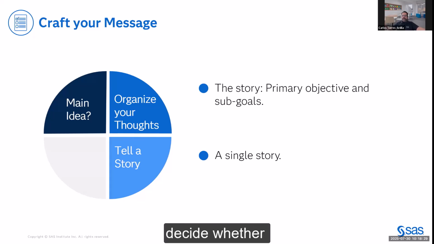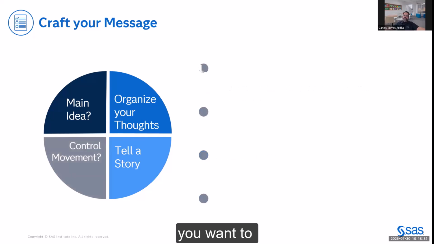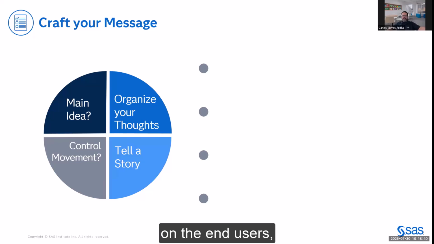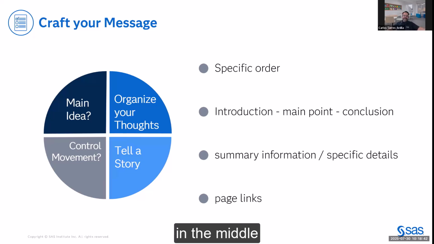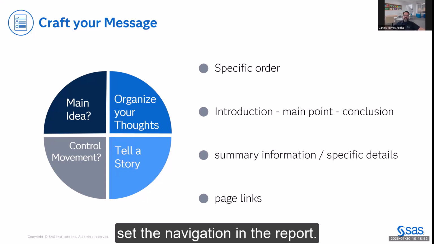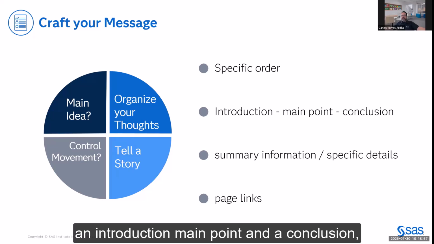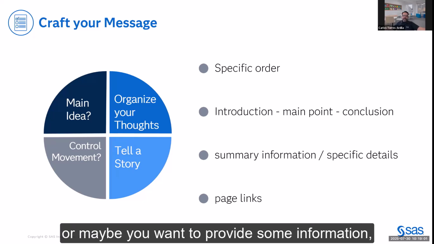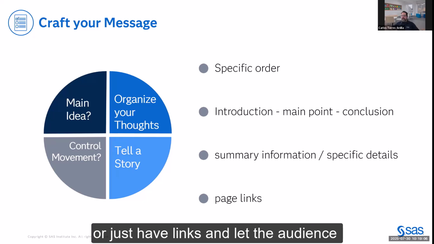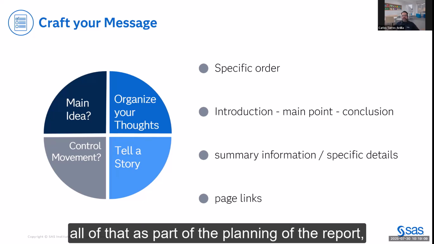And finally, decide whether you want to control the movement or you want to leave full control to the end users, or somewhere in the middle. Is there a specific order you want the pages to be viewed? That will lead towards the way you set the navigation in the report. Maybe you want to include an introduction, a main point, and a conclusion, or maybe you want to provide some information, maybe some details, maybe both of them, or just have links and let the audience control that navigation. All of that is part of the planning of the report.